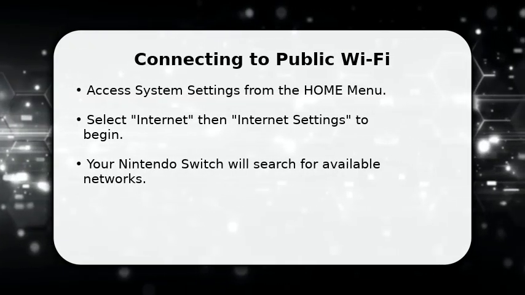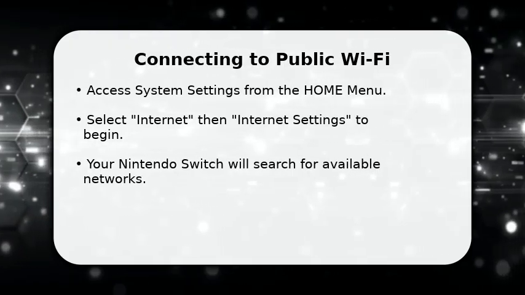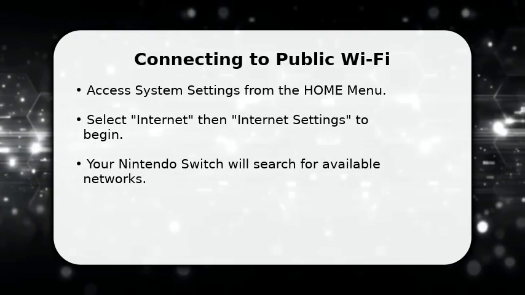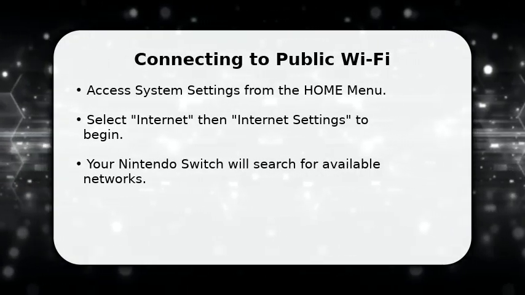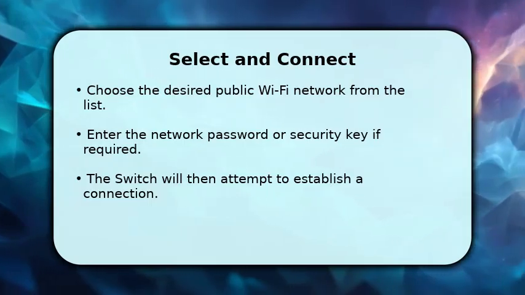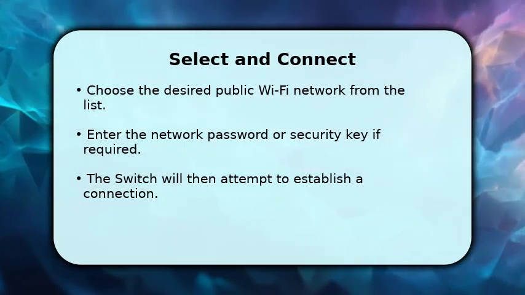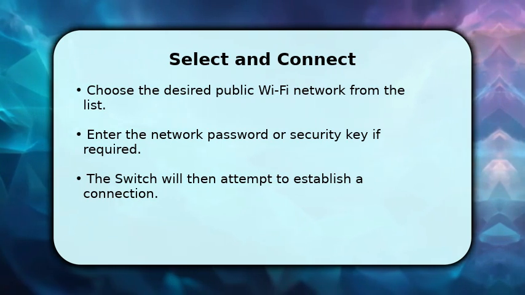Your Switch will now begin searching for all available Wi-Fi networks in your vicinity. This initial scan is crucial for finding the public network you wish to join. Once the scan is complete, a list of networks will appear. Select the public Wi-Fi network you intend to use.